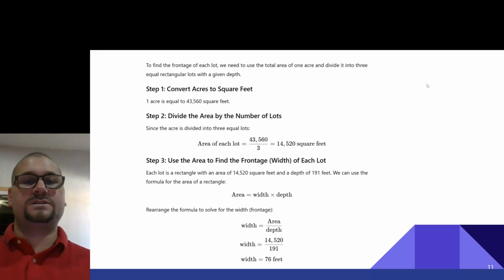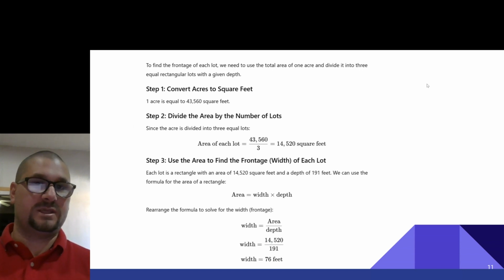So find the frontage of each lot. We need to use the total area of 1 acre and divide it into 3 equal rectangular lots with a given depth. So convert acres to square feet. We know 1 acre is 43,560 square feet. So you're going to divide the area by the number of lots.